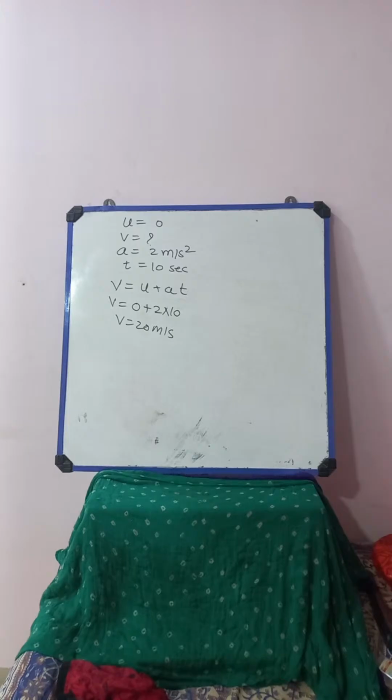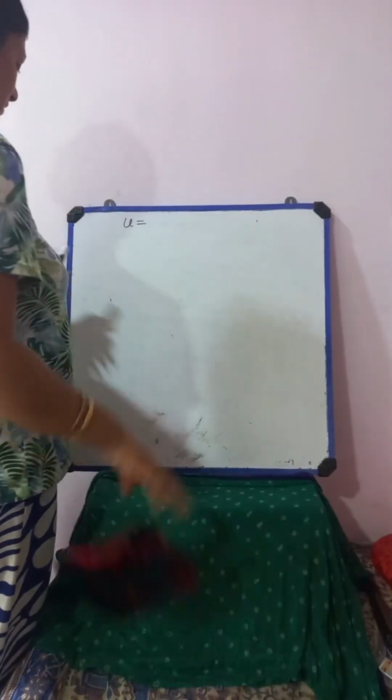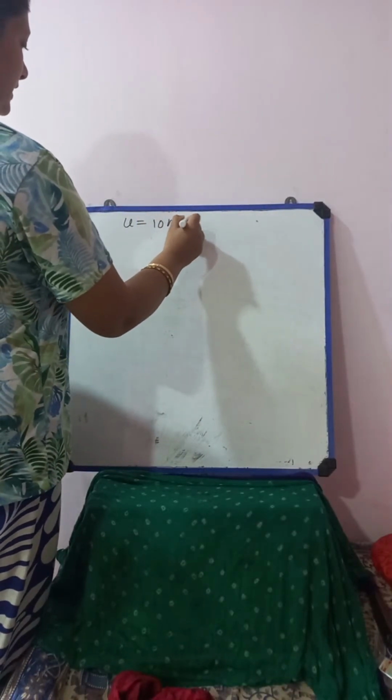Calculate the distance traveled by the car during this time. Okay, so here read the question. A car is moving with velocity. So here initial velocity is given, 10 meter per second. This is what initial velocity they gave.